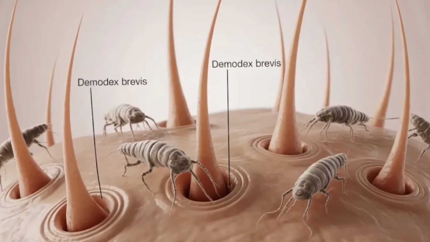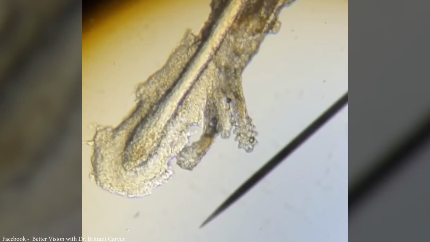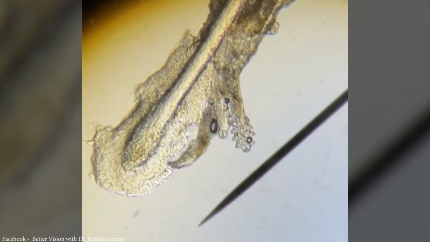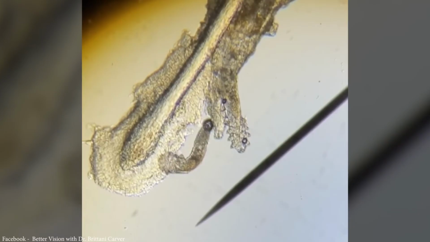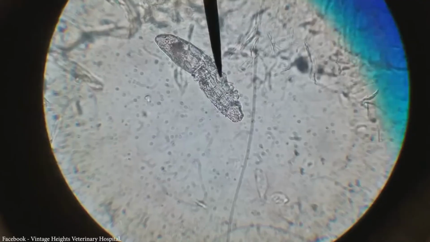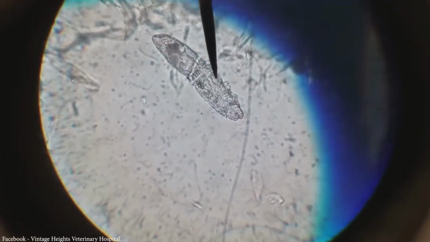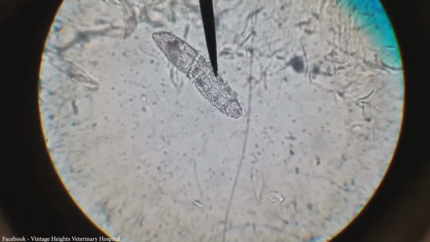Studies using skin scrapings and follicle samples showed that mite populations increase with age, likely due to changes in skin oil production. Under high magnification, researchers have observed Demodex mites positioned head down inside follicles, feeding and laying eggs. The eggs hatch into larvae, which develop through several stages before reaching adulthood. The entire life cycle happens on your skin and typically lasts only a few weeks.